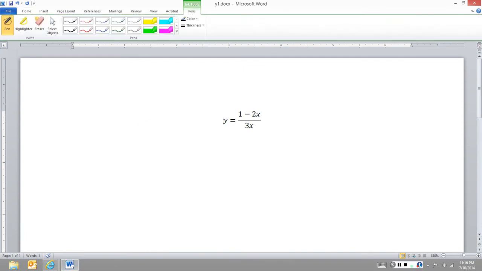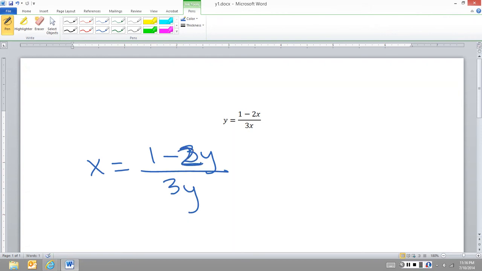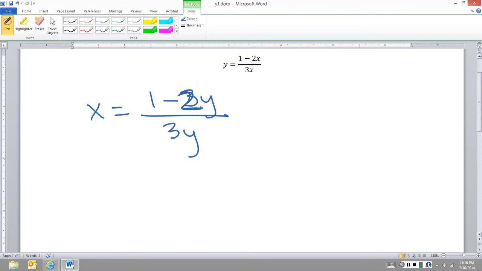Now, how do you find the inverse? It's actually pretty simple. All you're going to do is switch the places of x and y. So anytime you see an x, you make it a y, and vice versa. Now, that's a 2. Make a difference in the end. And now what we do is we simply solve for y.